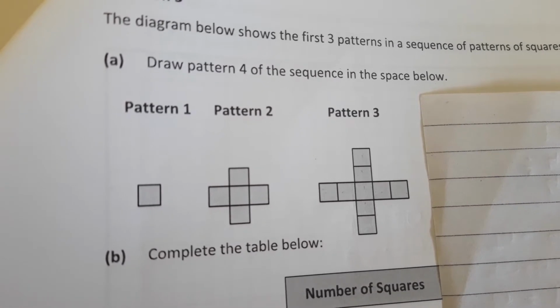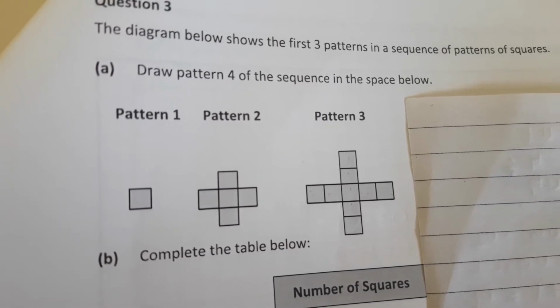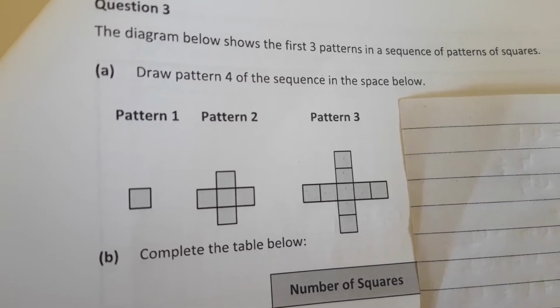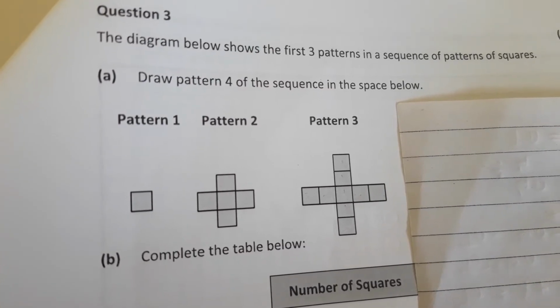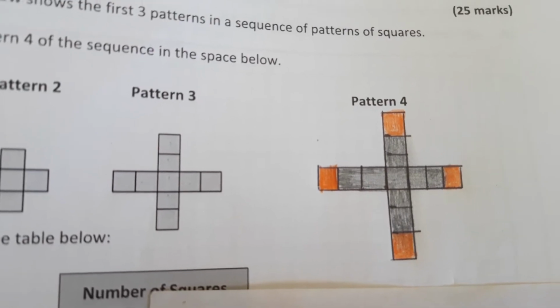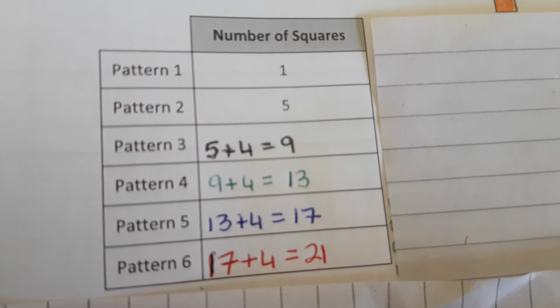Pattern 1 is 1, pattern 2 is 5, pattern 3 is 9, so it's increasing by 4. So you add 4 on to pattern 3 to get pattern 4 like this. So that's pattern 4. The next thing you have to do is complete the table below.